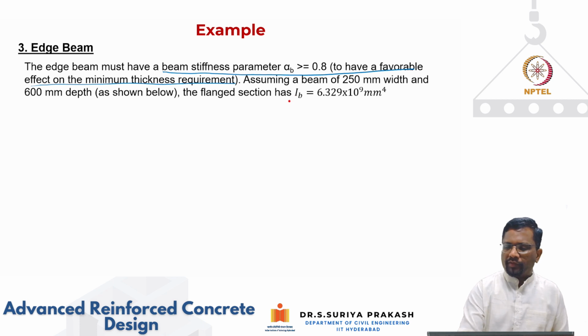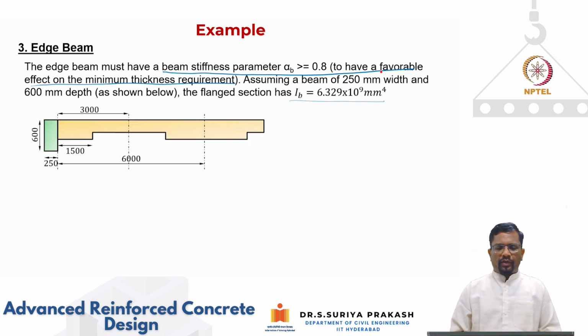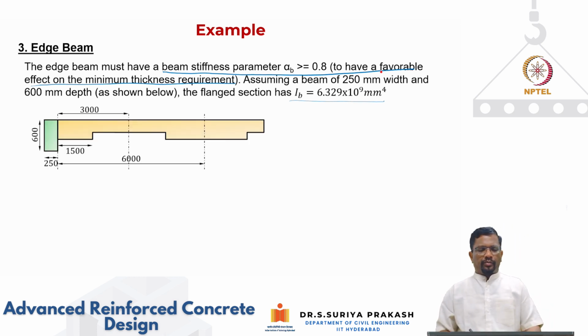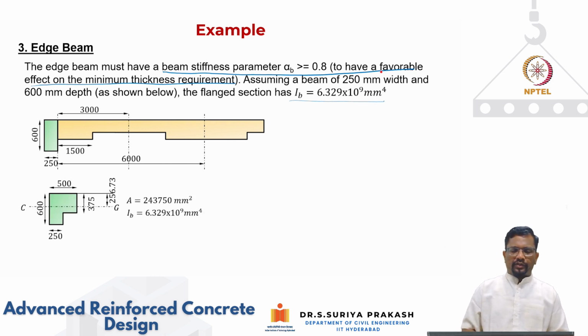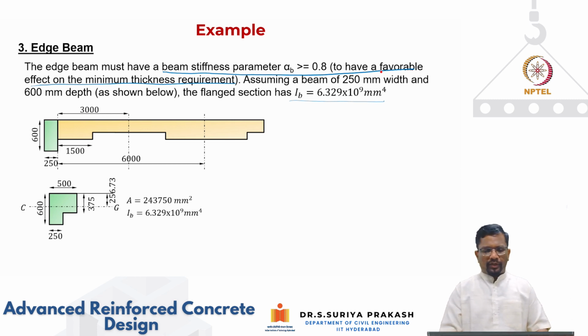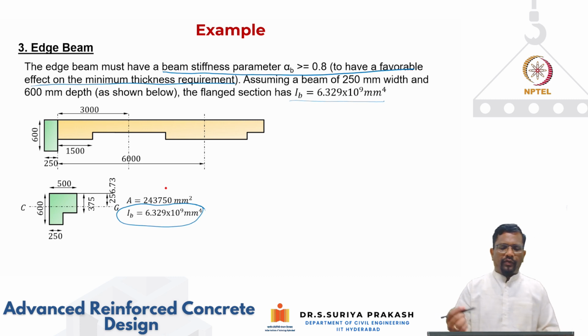Then the moment of inertia of this flanged section works out to be 6.329 into 10 to the power 9. This is the way we have come up with it, and these are the dimensions we are talking about, right? From the center line of the edge beam to the edges you get about 6,000, and when you do the calculations for moment of inertia, it works out to be 6.329. Again, we have discussed this.